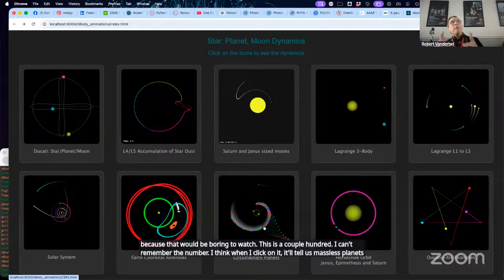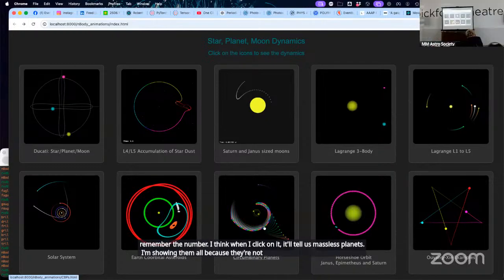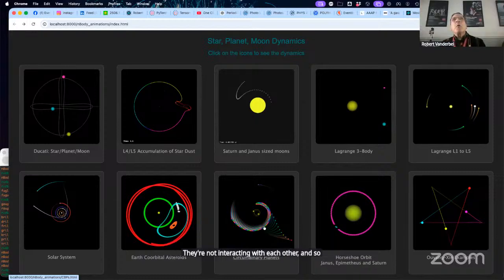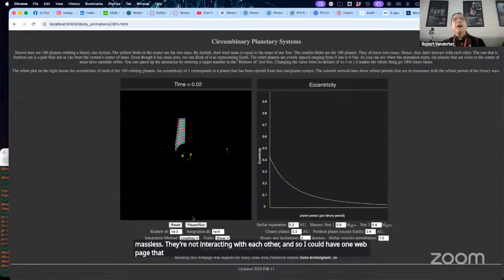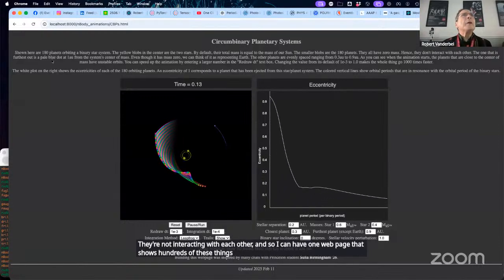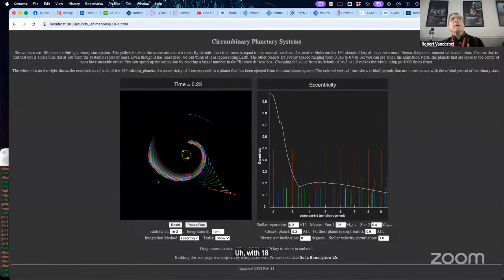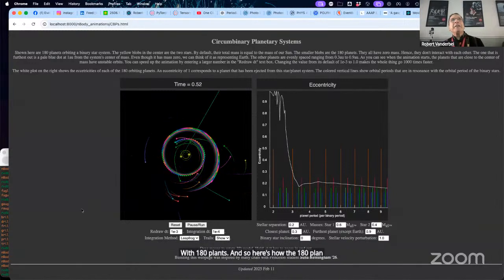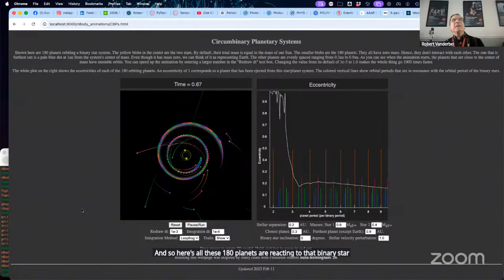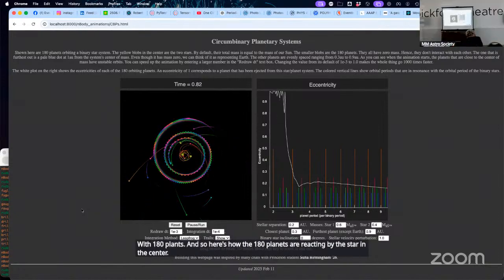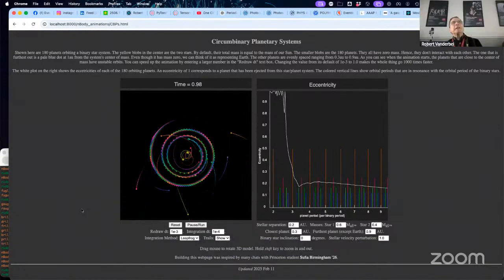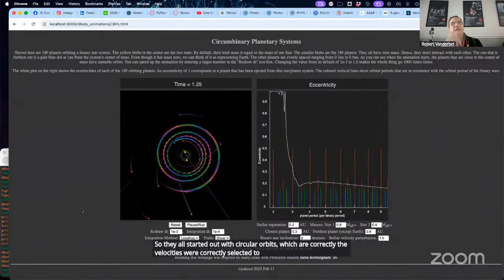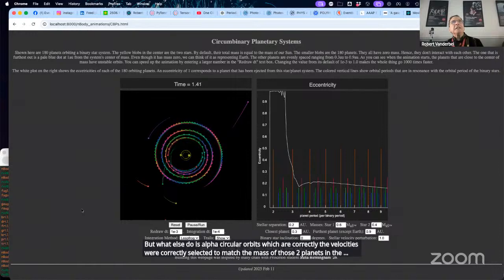And I'm showing them all because they're not touching, they're massless. They're not interacting with each other. And so I can have one web page that shows hundreds of these things. What is it, 180 planets? And so here's how these 180 planets are reacting to that binary star in the center. They all started out with circular orbits, with the velocities correctly selected to match the mass of those two stars in the center to give them nice circular orbits.